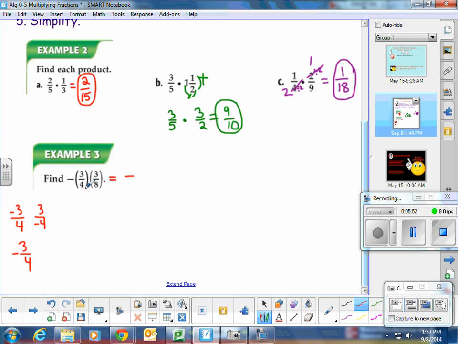Now, as I said, there wasn't anything that I could simplify ahead of time, so now we're going to multiply across the top. 3 times 3 is 9, and 4 times 8 is 32. Now you're going to go ahead and see if there's anything you can simplify. There is not a number that goes into both 9 and 32, so we are finished.